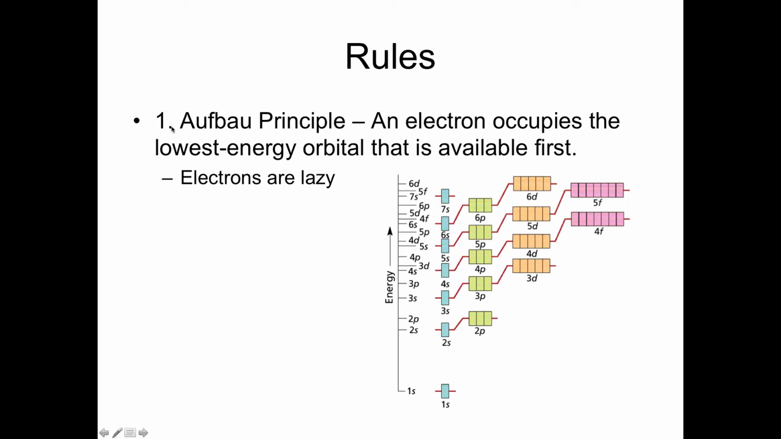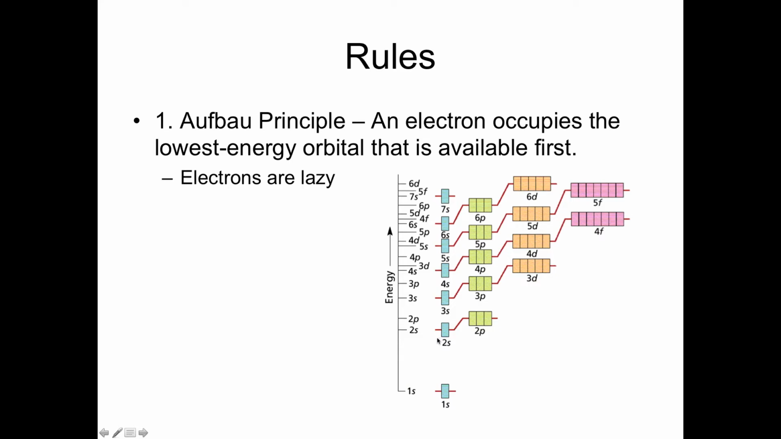But rule number 1 is something called the Aufbau principle. It basically means an electron occupies the lowest possible energy it can first. And that is because electrons are lazy. So what I mean by this is if there is room available in the 1s box, an electron would go to the 1s box first. Once that row is completed, the next available one is 2s.